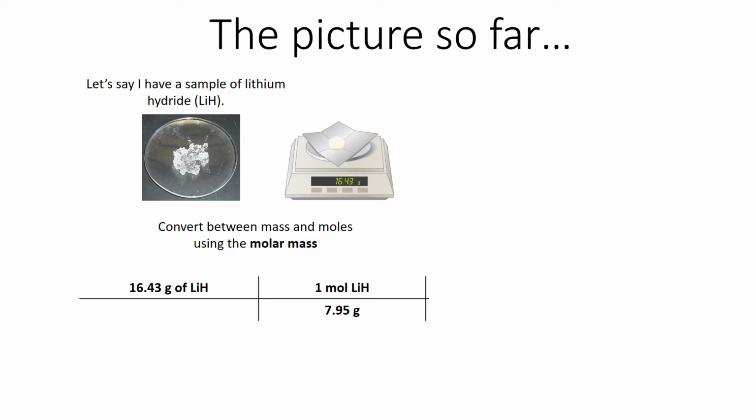Then, what I've essentially done is I've tried to convert the mass into these bundles of atoms that I call moles. So if you do the math in your calculator, you'll find that 16.43 divided by 7.95 is 2.1 or thereabouts. So really what I'm saying is when I weighed out that 16.43 grams, I have 2.1 bundles of atoms.